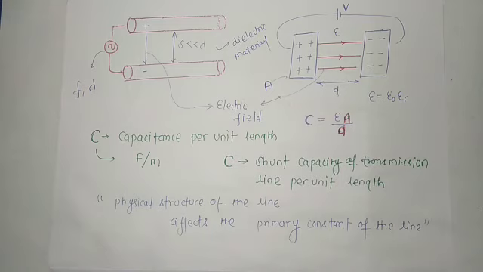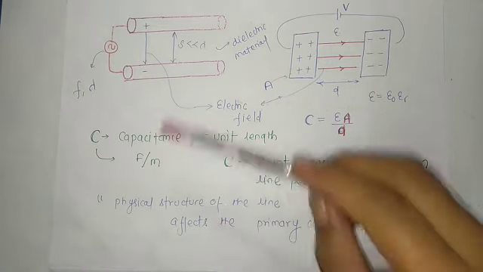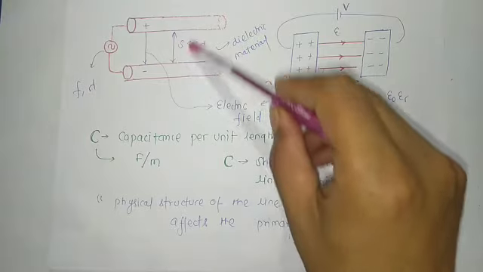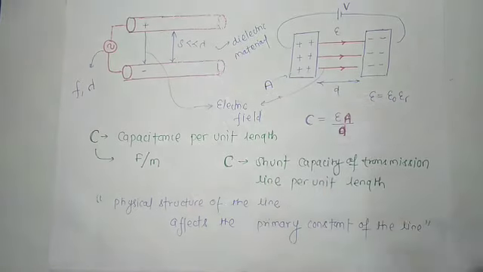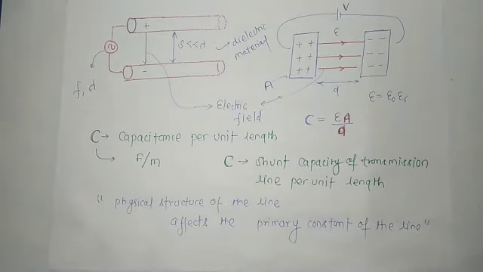One more thing I have written here: the physical structure of the line affects the primary constants of the transmission line. If you change the spacing between these two conductors, definitely the capacitance will change. So I can say if we change the physical geometry of the transmission line, then these parameters will change.